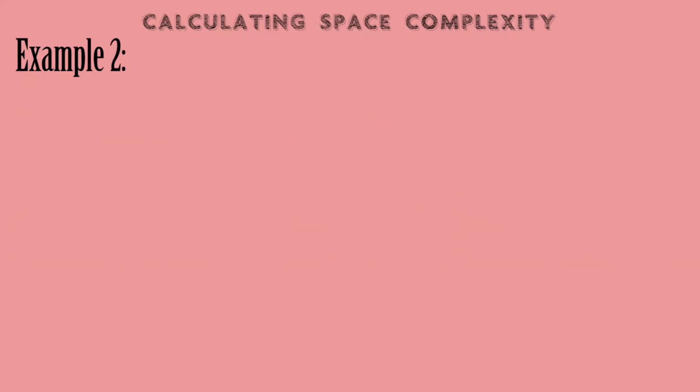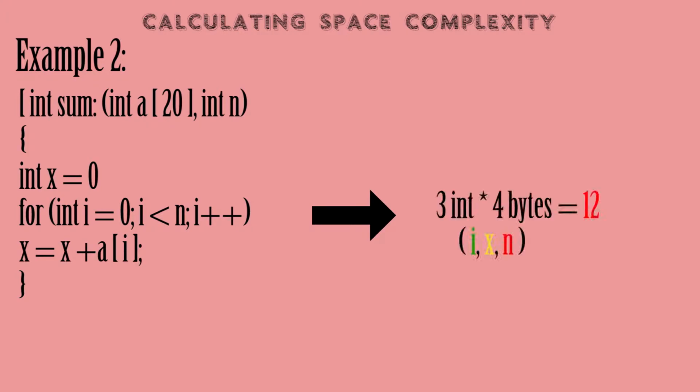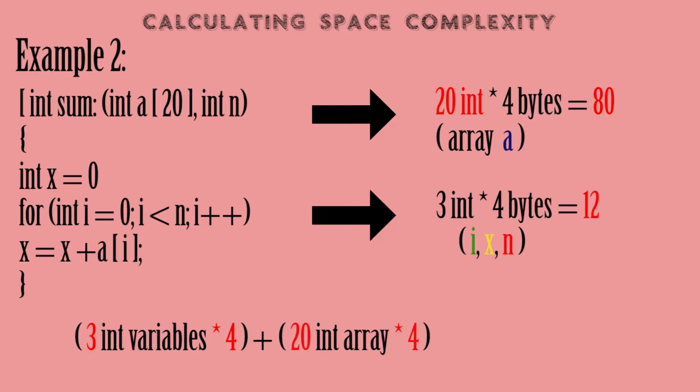Let's have another example, this time a bit complex one. As shown in the example code, it uses 3 integer variables, i, x, and n, plus an integer array with 20 maximum length. 3 integer variables times 4 is equal to 12, plus 20 integer array times 4 is equal to 80. 12 plus 80 is equal to 92.